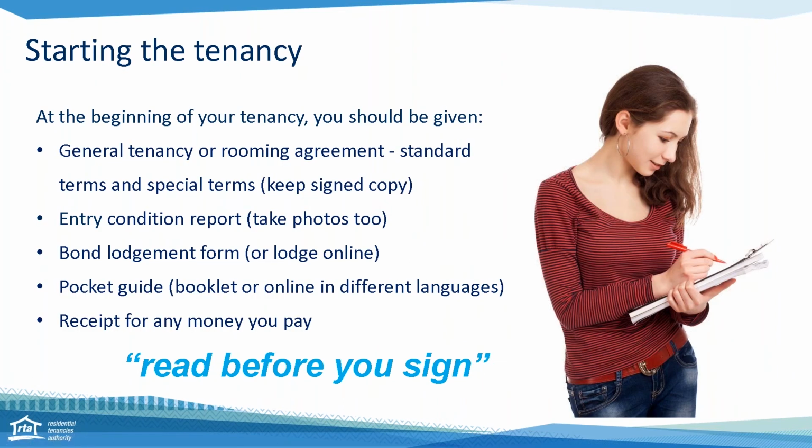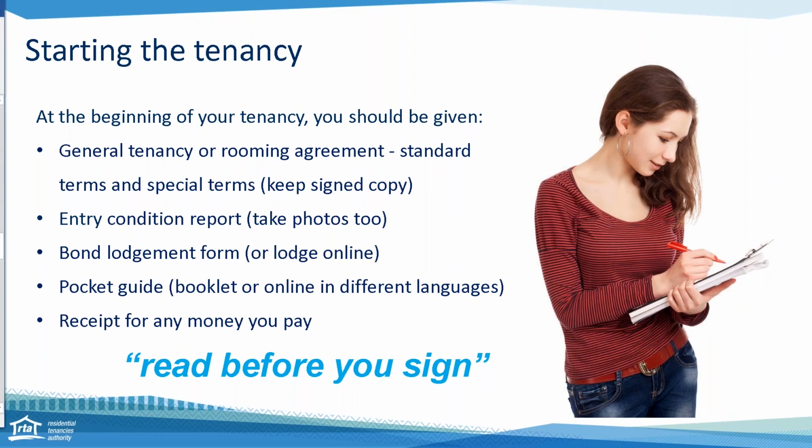When you have been approved to move in, your landlord or agent should give you a general tenancy or a rooming agreement, also known as your contract or a lease agreement. It will have standard terms and special terms, what you can and cannot do, when it starts and ends, how much the rent is, and when it needs to be paid. If you rent a room, there may also be prescribed house rules for you to follow. If you rent a townhouse or in a unit complex, there will be additional body corporate or strata bylaws to comply with as well. You will also be given a copy of an entry condition report.